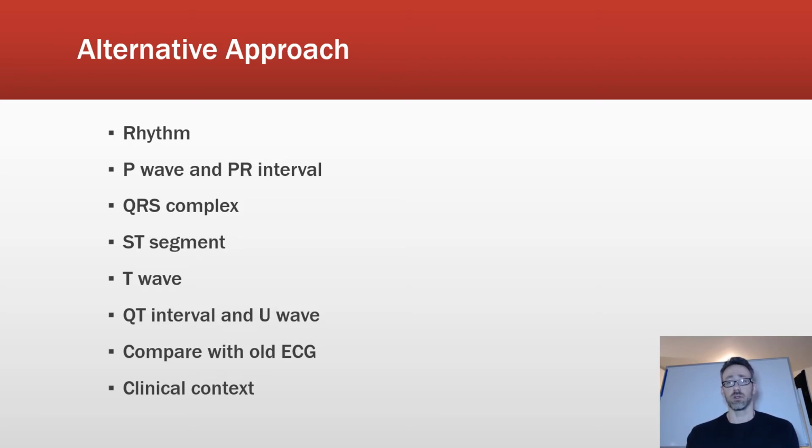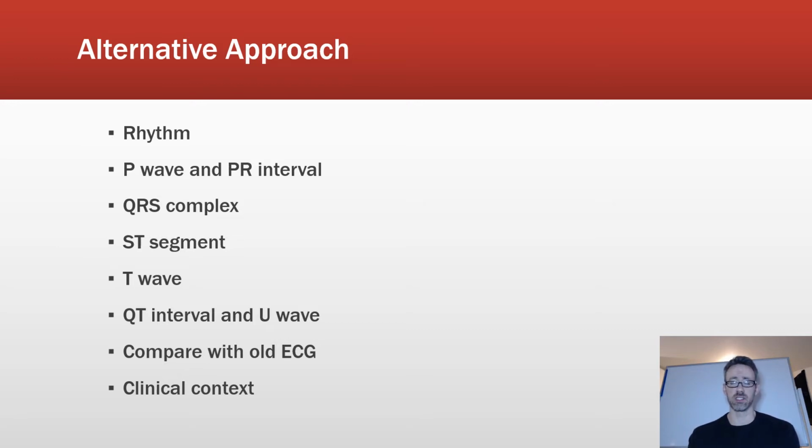Then there's the T wave. So looking at repolarization, you can see if they're inverted or peaked or even biphasic in some cases. And then go to the QT interval and U wave. The QT interval is assessing all of depolarization and repolarization of the ventricles, and making sure that it's not longer than 0.44 seconds or 0.45 seconds. There's a little bit of difference between males and females. And that would be the QTc.